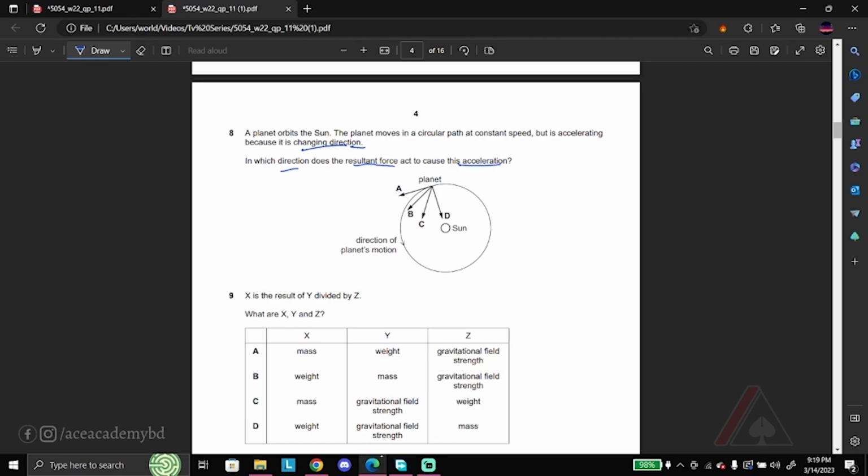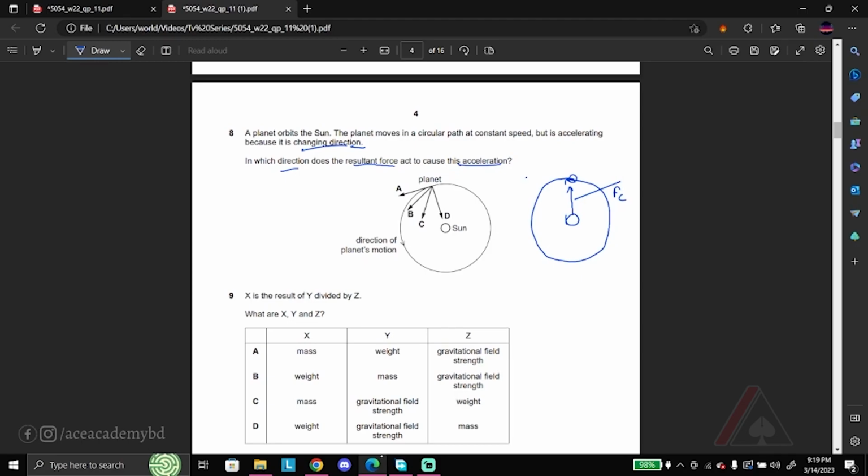So if I redraw the diagram here, this is the sun and this is the earth. As we all know, the sun and the earth have an attractive force between them. The gravitational force of the sun pulls the earth towards it. So this gravitational force is actually the centripetal force.